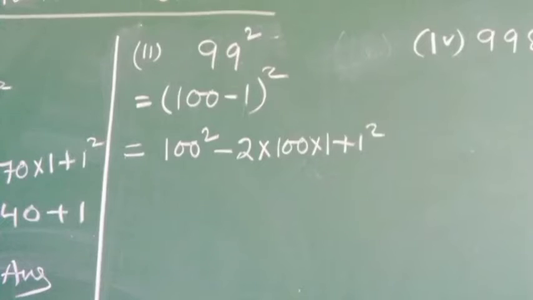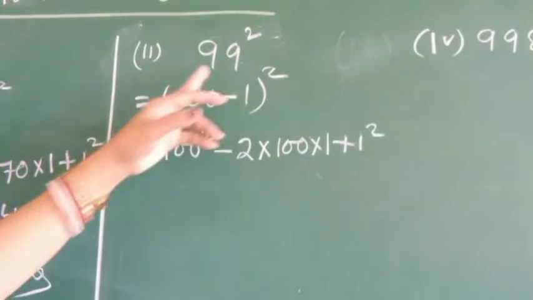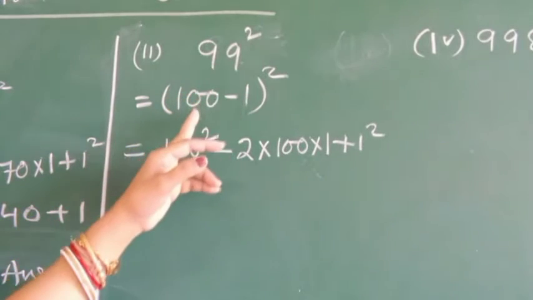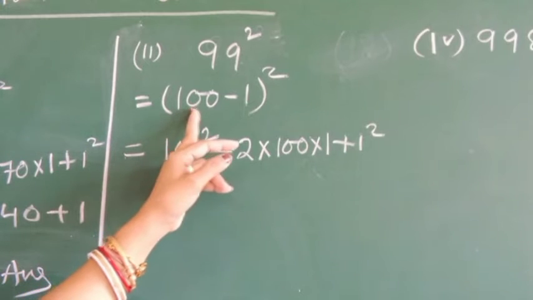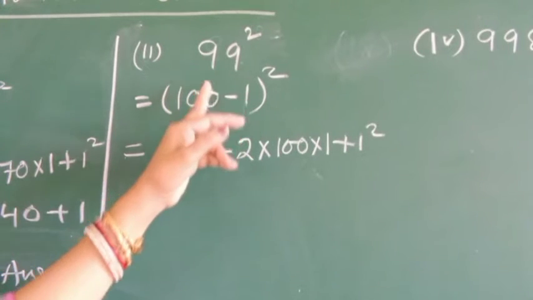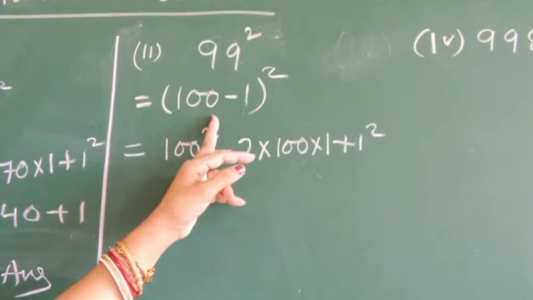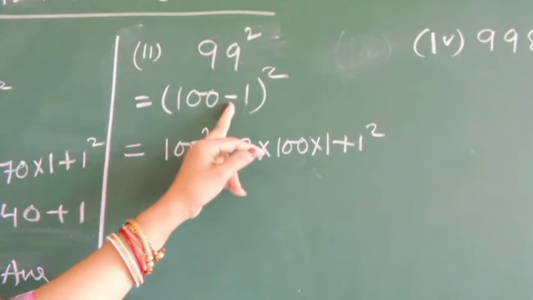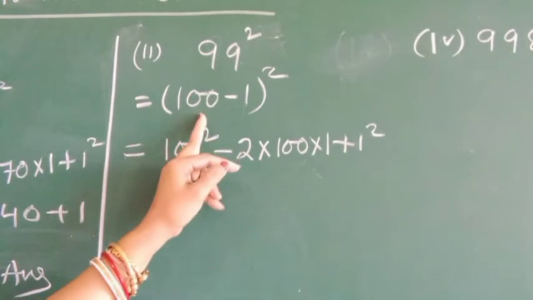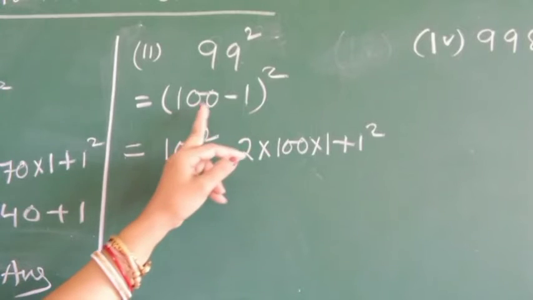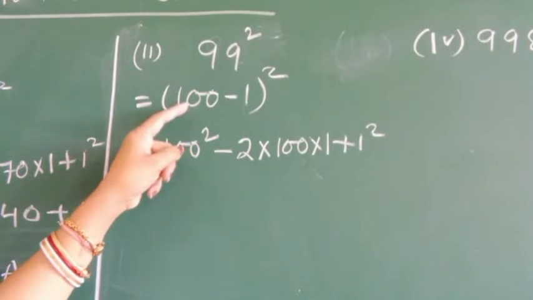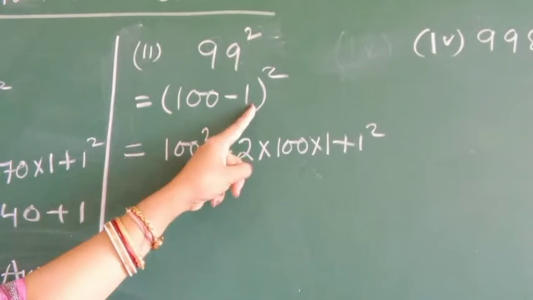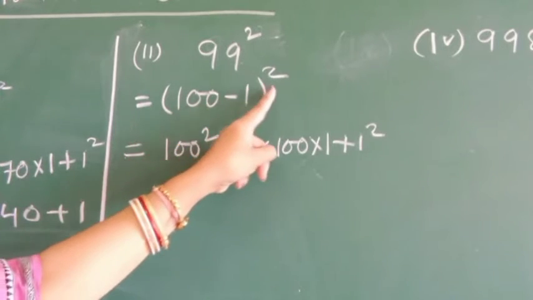Okay. Next one, 99 square. Instead of 99, students, you can check, can I write 100 minus 1? Is 99 the same as 100 minus 1? Yes. 100 minus 1 whole square. If I write 100 minus 1, that means (A minus B) whole square. I can consider 100 as A and 1 as B.